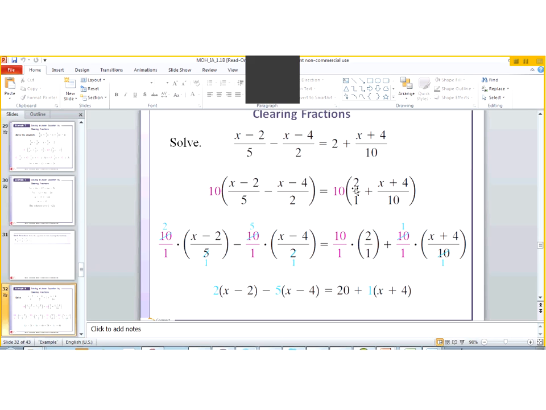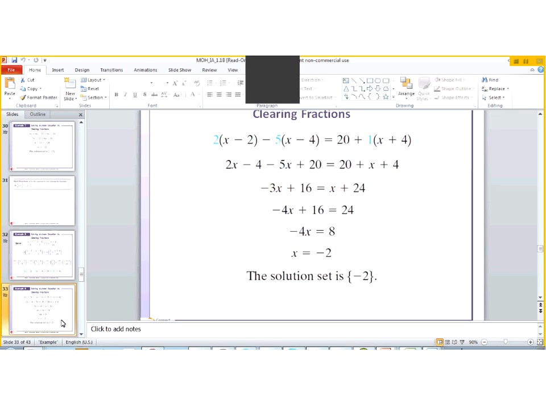Again, multiply each term by 10. Some of these numbers become larger, but that's okay. This was 2, now it becomes 20. So don't forget to multiply each term by the LCD, otherwise it's not going to work. This equation down here is equivalent to the equation up here. All I did was multiply each term by 10, the LCD. This is a lot easier to deal with. So all I need to do now is distribute and solve for x. Are there any questions so far?